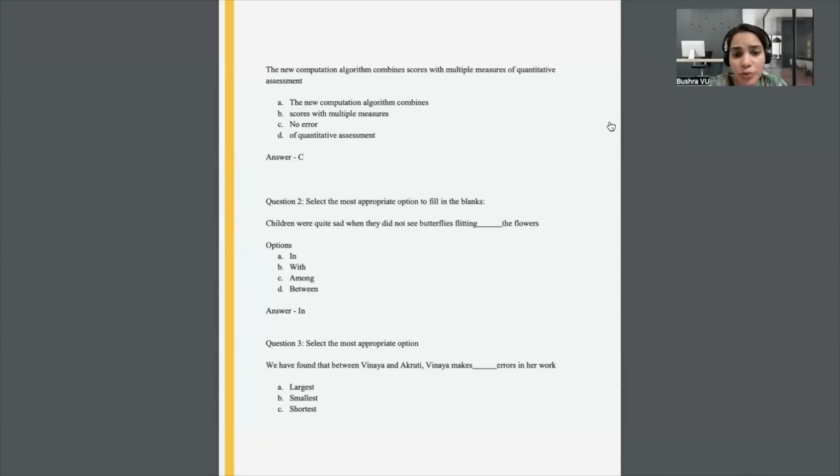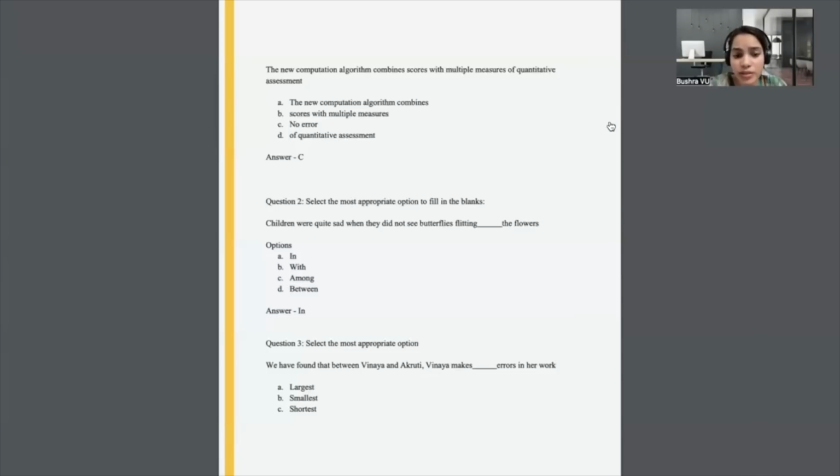Select the most appropriate option to fill in the blanks. Children were quite sad when they did not see butterflies flitting dash the flowers. Flitting where? Flitting in the flowers, right? So that's the answer. How do you go with the approach? When we talk about flit, or fit, or get, we try to use the preposition in, because it is happening in the flowers, right? So that's why.